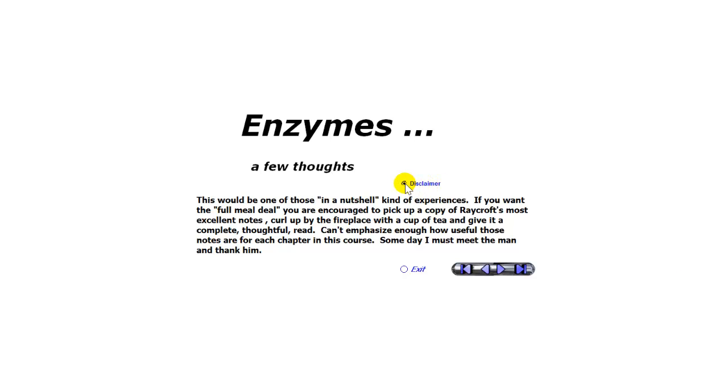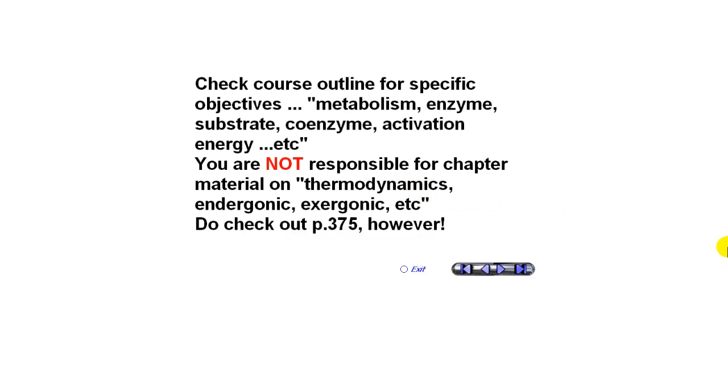If you look at your objectives, there are words there like metabolism, enzyme, substrate, coenzyme, activation, energy, etc. These are very important vocabulary words, and you can't really talk about enzymes without having the proper vocabulary. So make sure you're comfortable with the terms listed in that list of objectives. The good news is you're not responsible for any of the chapter material on thermodynamics, endergonic, exergonic, free energy, all that good stuff.